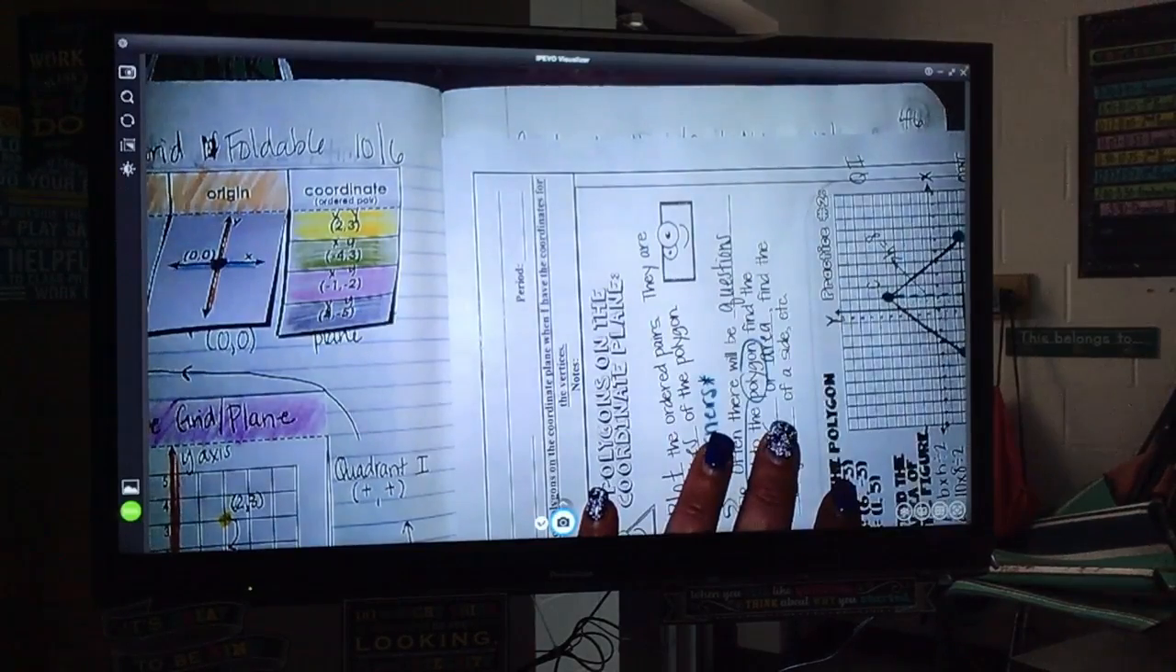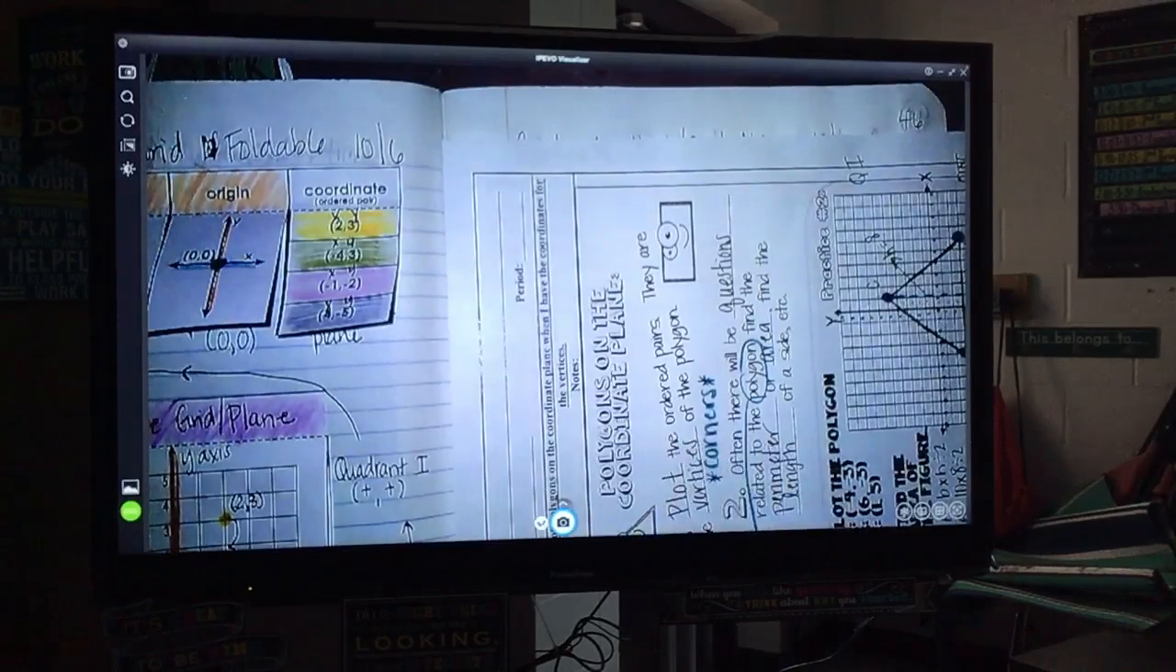Okay? How many sentences do you have to have minimum in your summary? At least 3. All right, go ahead, get started.